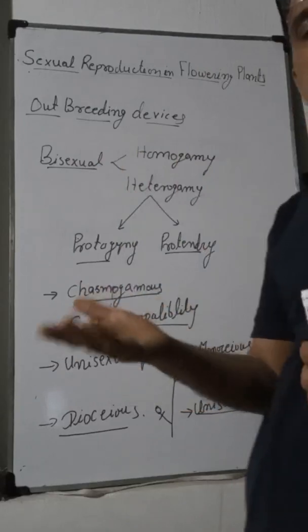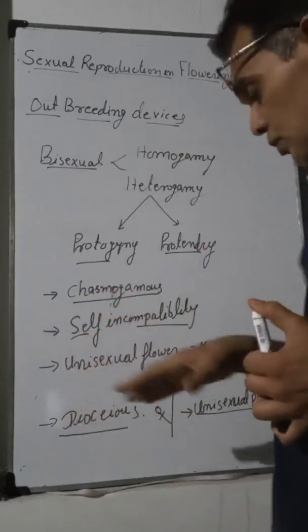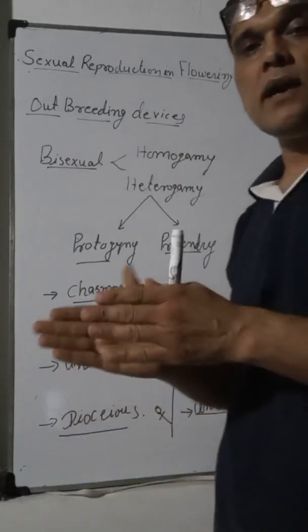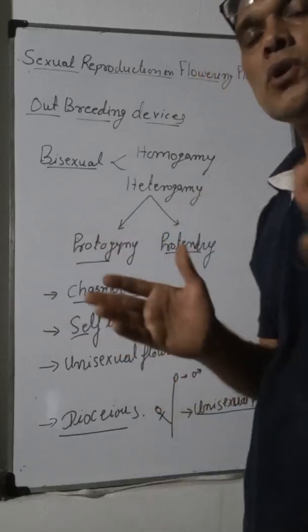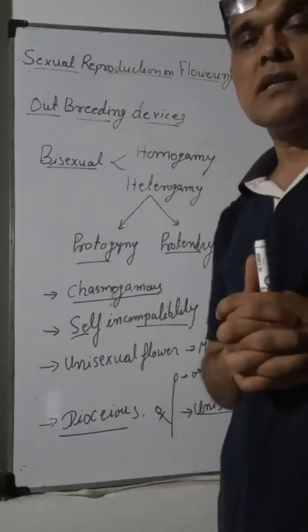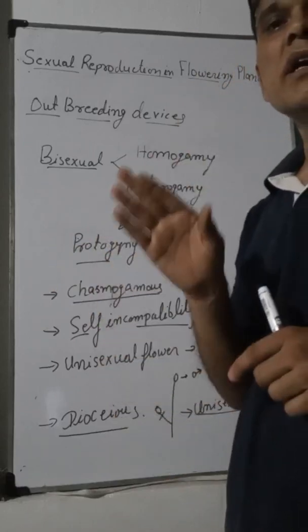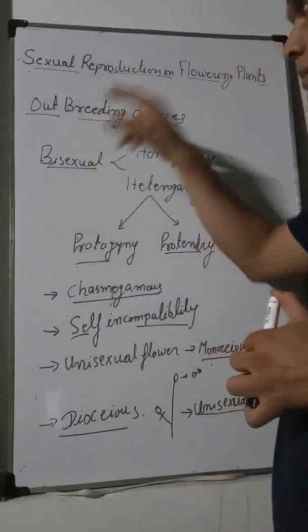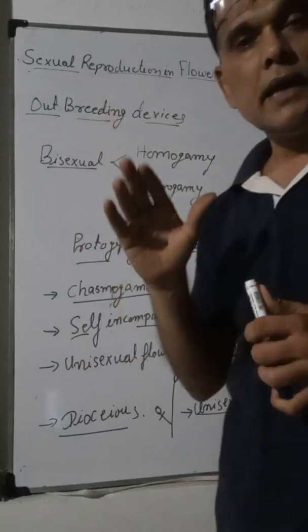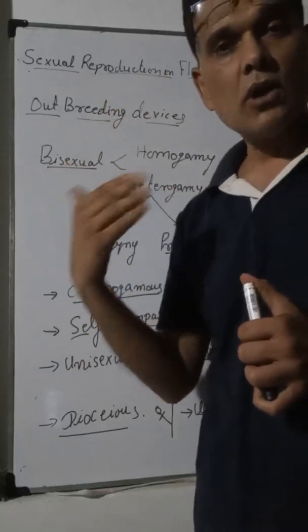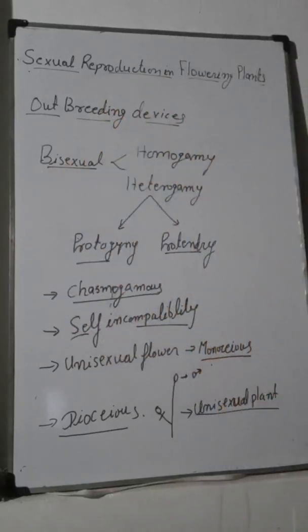Just like in papaya, where unisexual flowers are there, male papaya and female papaya. So in these plants, self pollination does not occur. This is also an outbreeding device, which enhances cross pollination or prevents self pollination. That is also known as dioecious.